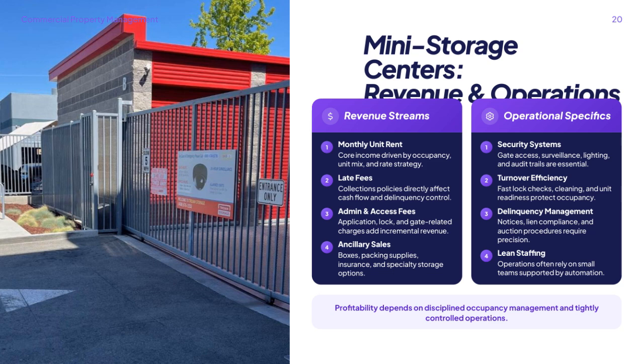downtime. Managing delinquency requires precision, including timely notices, legal compliance regarding liens, and the auctioning of abandoned units. This process must be handled carefully to avoid legal issues and protect revenue. Most mini-storage operations run with lean staffing models, often supported by automation. This approach controls labor costs and improves operational efficiency. Overall, profitability hinges on disciplined occupancy management combined with tight control over all aspects of operations. When these elements come together, mini-storage centers can be highly profitable and well-managed commercial properties.